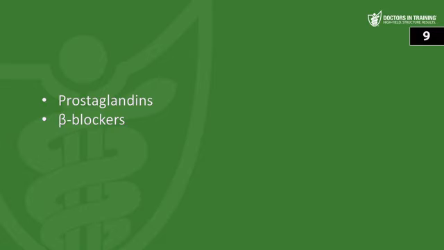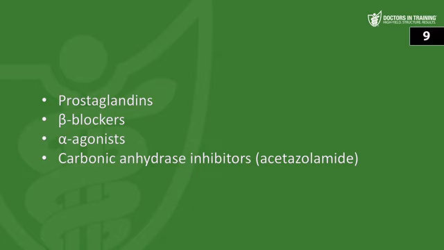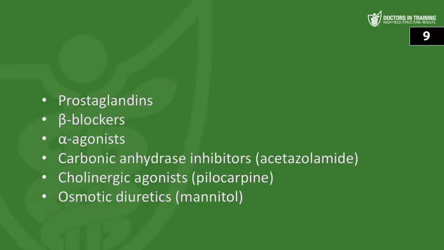Next, what drug classes are used in the treatment of glaucoma? Prostaglandins and beta blockers are first line. We also use alpha agonists, carbonic anhydrase inhibitors like acetazolamide, and cholinergic drugs like pilocarpine. And in acute angle closure glaucoma, we use osmotic diuretics like mannitol to lower that intraocular pressure rapidly.